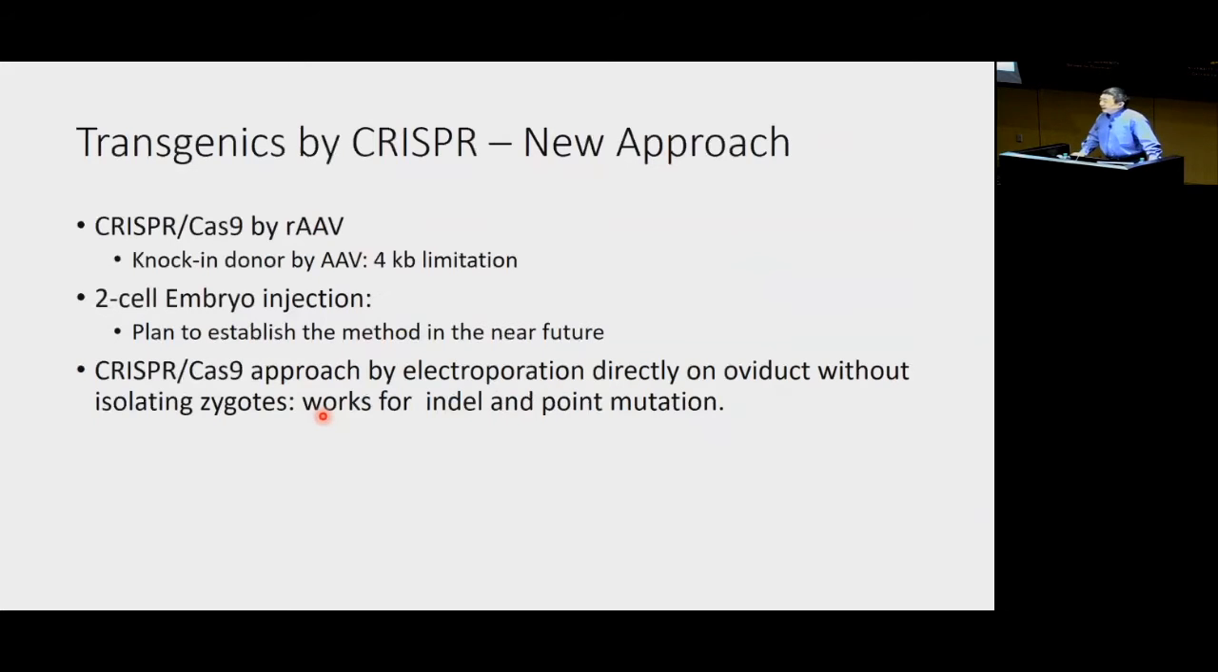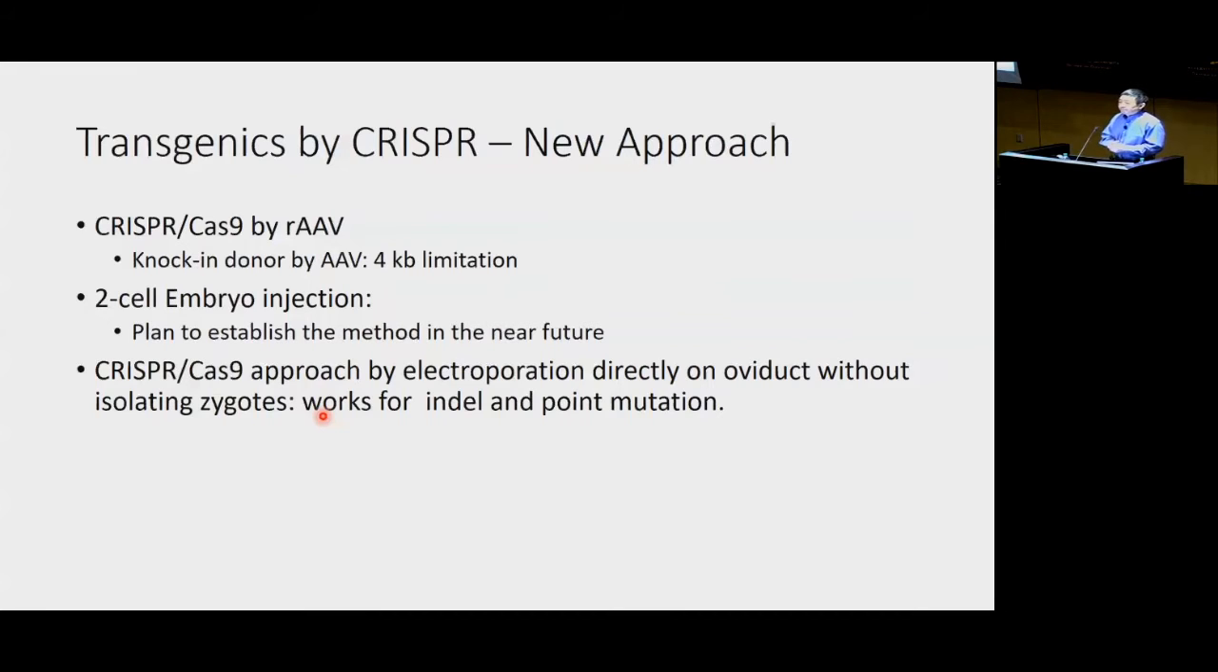Yes. In the CRISPR-Cas9 by adeno-associated virus, I don't quite understand where the guide RNA is. Yes, that's a good question. The guide RNA, I didn't point out, you still need to provide separately from this virus. The AAV virus just provides the template.